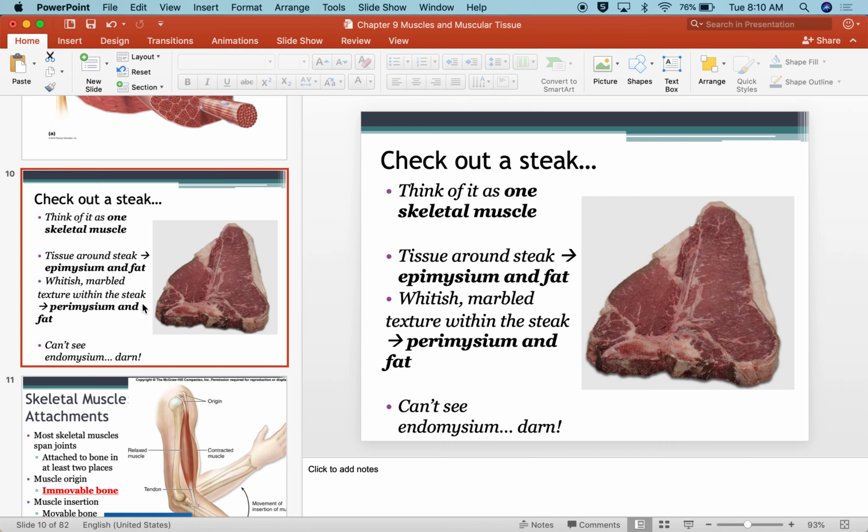All right, so hopefully you had an opportunity to do that. So I want you to think of steak. You guys are never going to look at food again. Think of this as skeletal muscle. This tissue around the steak is the epimysium and the fat. The whitish marbling within the steak, that is perimysium and also fat. And when we're looking at this, you cannot see the endomysium because it's so small.